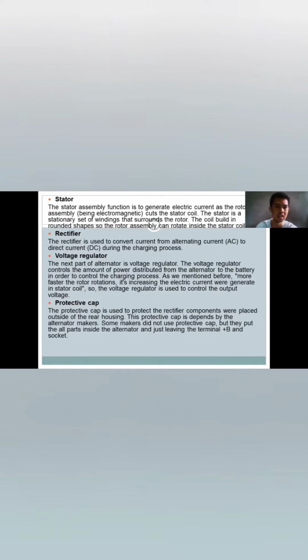Next, the protective cap. The protective cap is used to protect the rectifier components placed outside of the rear housing. The protective cap depends on the alternator maker. Some makers do not use a protective cap, but put all the parts inside the alternator, leaving only the terminal plus B and the socket.